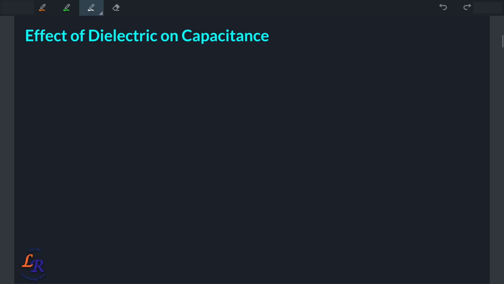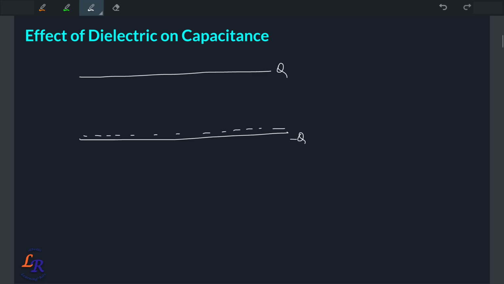Again, assume that we have a parallel plate capacitor just like before. The charge on one plate is Q and the other is minus Q, so we have the negative charge uniformly distributed here, and this is the positive charge. Let's assume the area is A and the distance between the two plates is D, where of course for a parallel plate capacitor D squared is very much less than A.